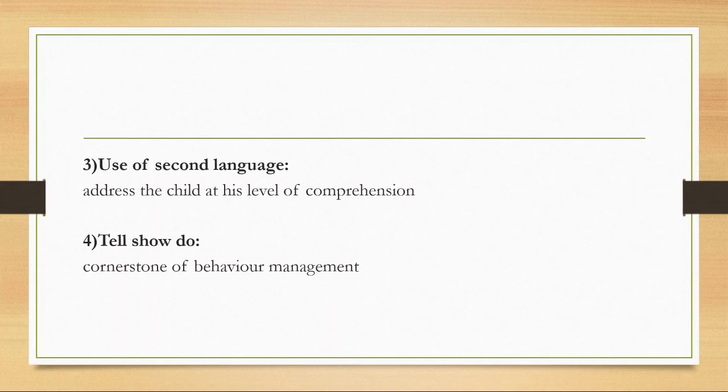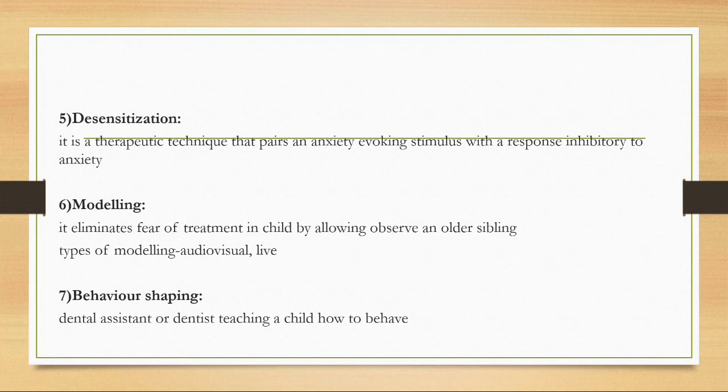Now we have the tell-show-do technique that will be dealt with in future slides, and we have desensitization. Desensitization was developed by James and later popularized by Wolpe. It means to take away one's sensitivity to a type of behavior. So it is a therapeutic technique that pairs an anxiety-evoking stimulus with a response inhibitory to anxiety, like relaxation as inhibitory of anxiety, visual imagery of anxiety-provoking stimuli, with the patient maintaining profound muscle relaxation.